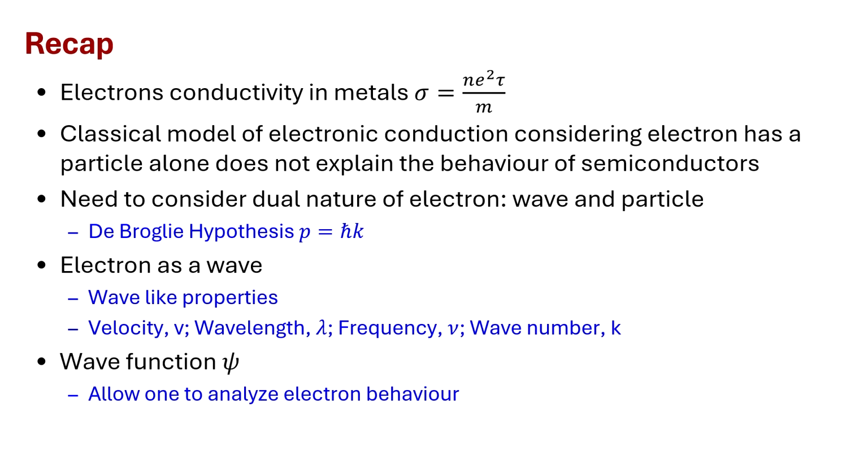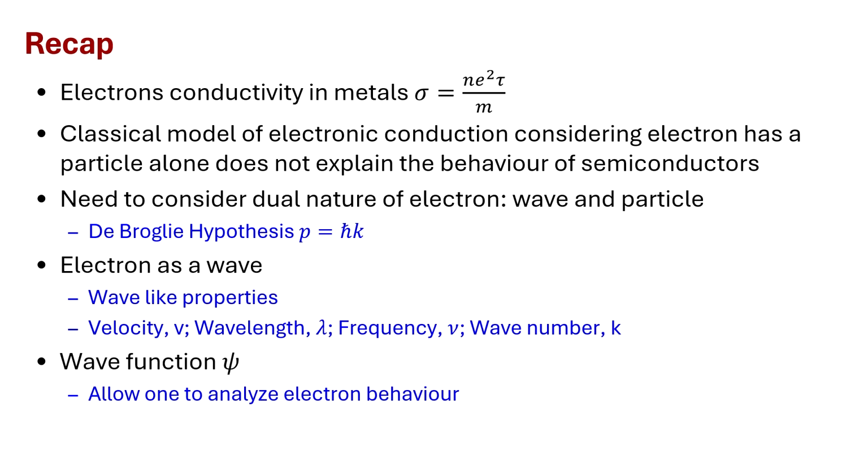The classical model of electronic conduction, in which we consider electron as a particle, does not explain the observed behavior of semiconductors, even the behavior of metals, such as their specific heat calculations versus measurements, and temperature dependence of conductivity of semiconductors, the presence of holes in materials, especially in semiconductors. So these things are not explained by the classical model, and that is why there is a need to consider the dual nature of electron, which is wave and particle kind of nature.